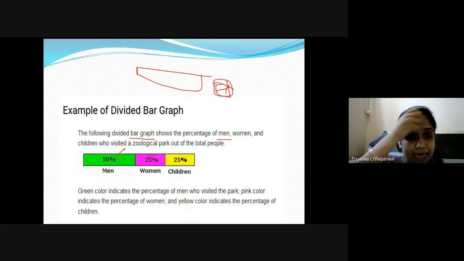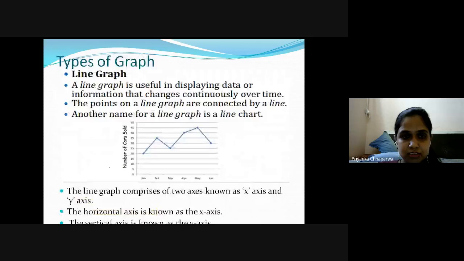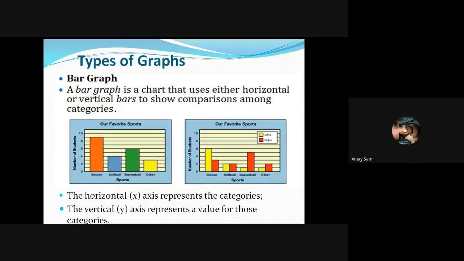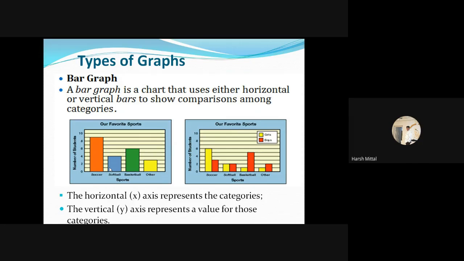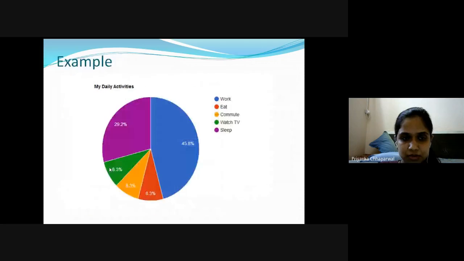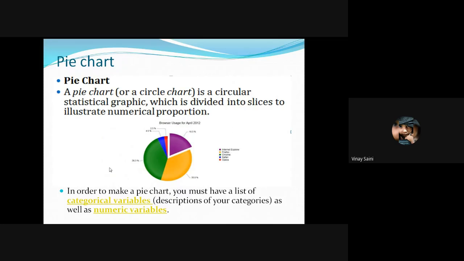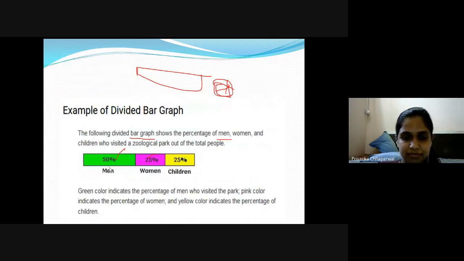Yes students, you have understood all the types of graph. What is the divided bar graph? What is the bar graph? What is the line chart? What is the pie chart? Do you have any doubt related to types of graph? Can you see the image of the divided bar graph? Pie chart मैंने पढ़ाया था ना. You have any question? Please पूछिए. Yes, it is a divided bar graph.